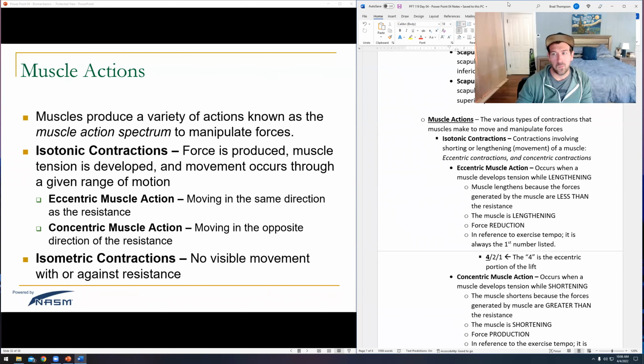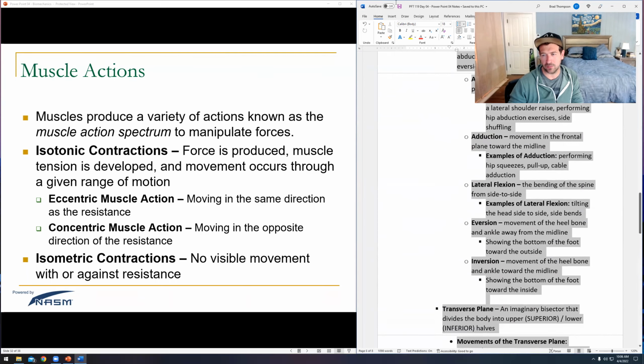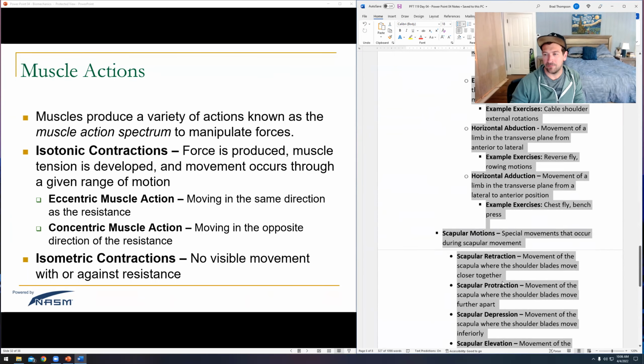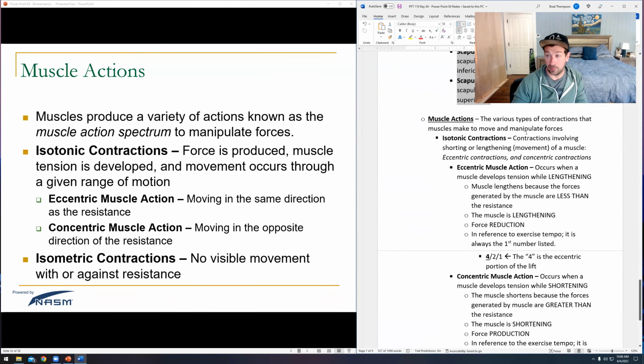All right, let's talk about muscle actions. So those were all the bones, right? Look at all this terminology. Look at all this bone stuff, right? So we talked about how our bones move. Let's talk about how the muscles move those bones, right? So we've got various muscle actions. Now a muscle's action is what the muscle does when it is actively shortening.